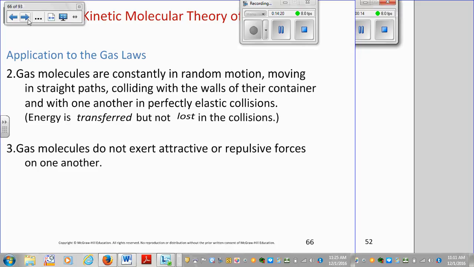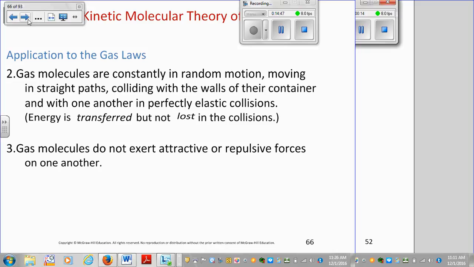So gas molecules are constantly in random motion, moving in straight paths, colliding with the walls of the container and with one another in perfectly elastic collisions. So we don't lose any energy. It's transferred. Gas molecules do not exert attractive or repulsive forces on each other. That's the kinetic molecular theory.